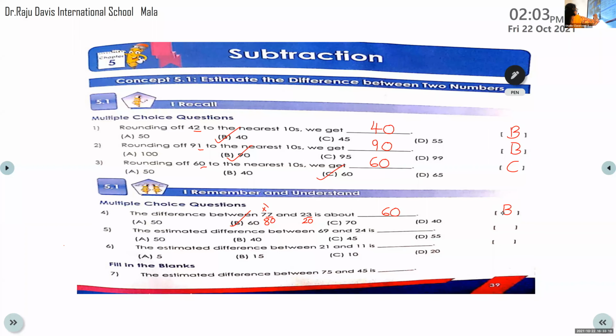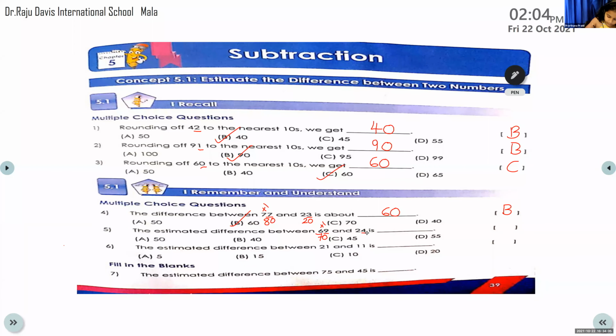Now Prarthana. Prarthana, fifth one. First, we have to underline 9. It comes under the second rule. And the ones place 9, we have to make it 0. Then we have to add 1, because 9 is greater than 5. It will become 70. Now the second number comes under the first rule. Yes, 4 is lesser than 5.